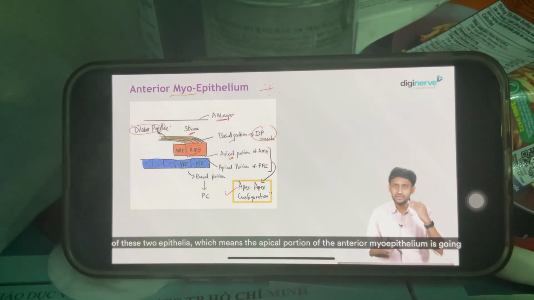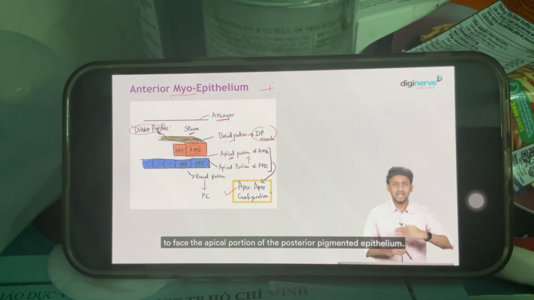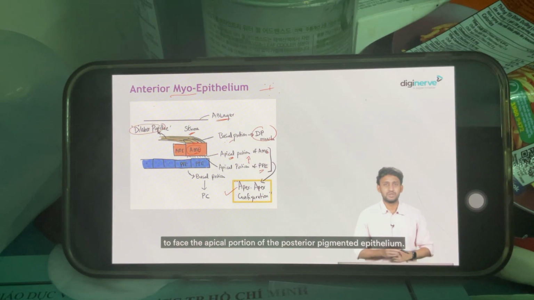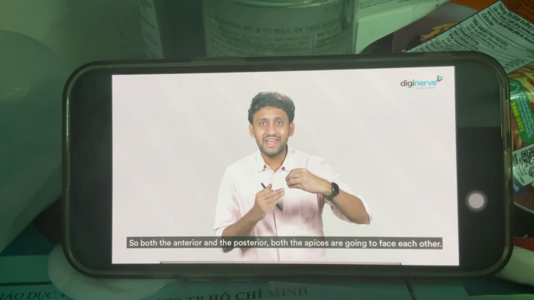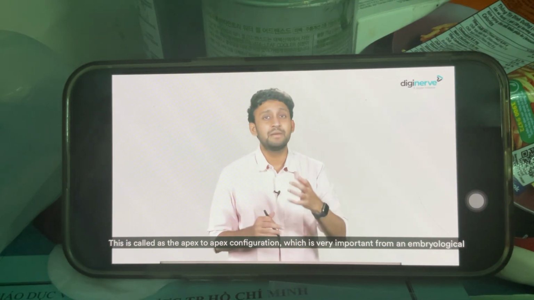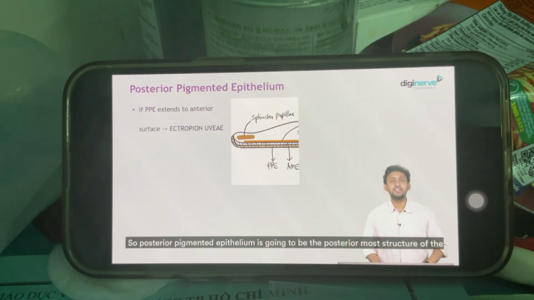Which means the apical portion of the anterior myoepithelium is going to face the apical portion of the posterior pigmented epithelium. So both the anterior and the posterior, both the apices are going to face each other. This is called the apex to apex configuration, which is very important from an embryological point of view. So posterior pigmented epithelium is going to be the posterior most structure of the microscopic anatomy of the iris.